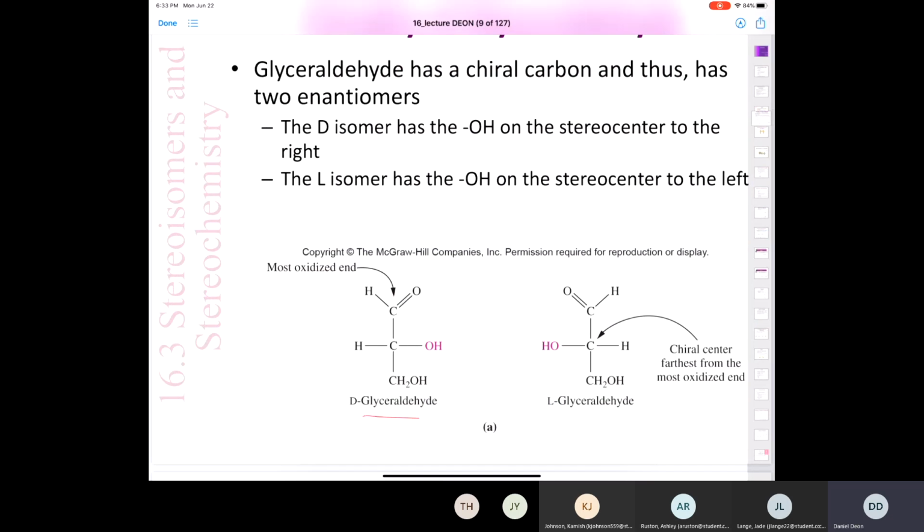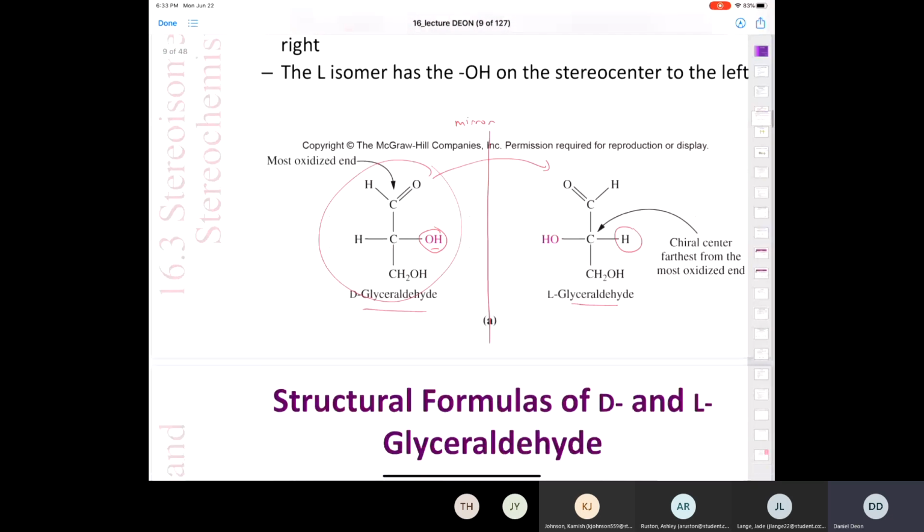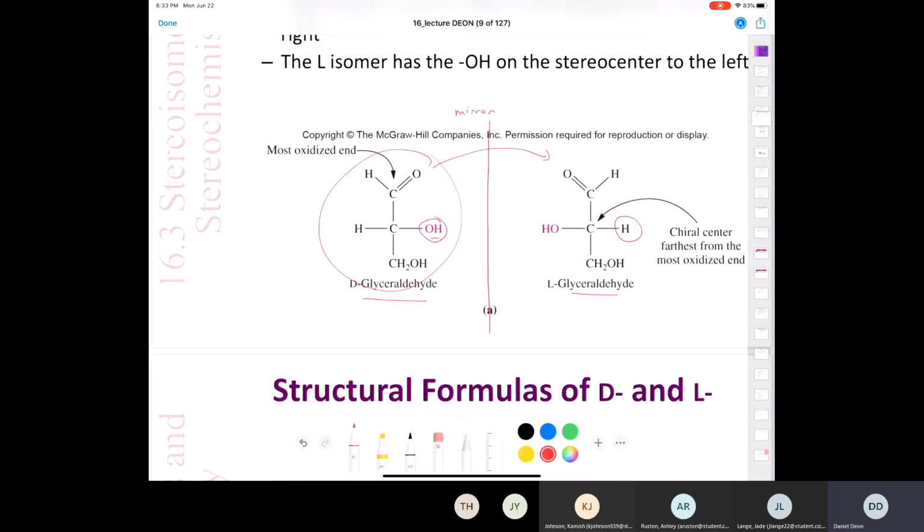Now you can see here that I have D-glyceraldehyde and L-glyceraldehyde, the two enantiomers. Okay, it says here the difference between these two is that the D isomer has the hydroxyl, the OH, on the right, shown right here, and the L has it on the left. Now notice if I have a mirror here, you can see that these are mirror images of each other. But if I try to take this molecule and plop it on top of here, you can see that this hydroxyl would be over here. So they are not, in fact, going to overlap with each other, okay? They are non-superimposable mirror images. That's the definition of enantiomers.